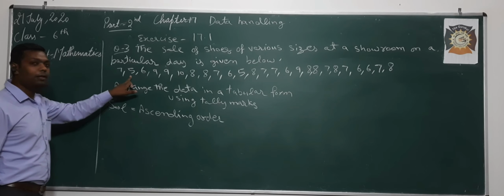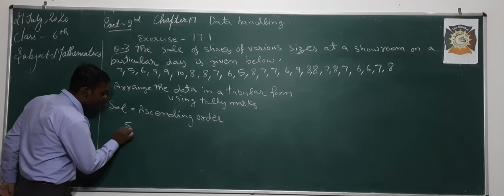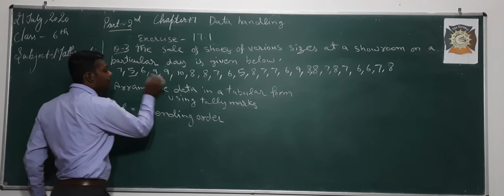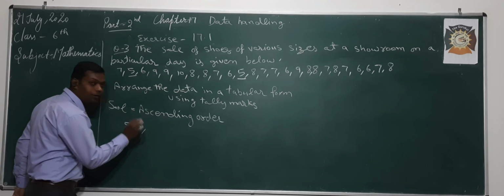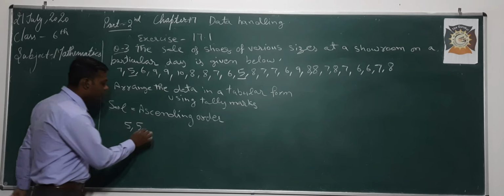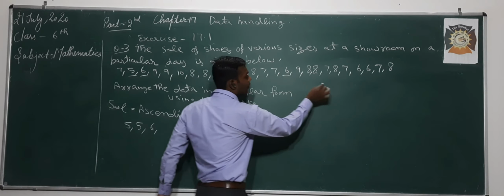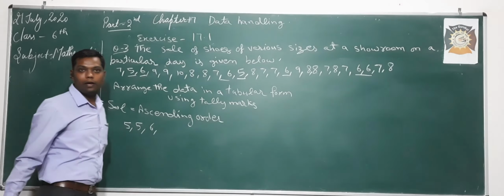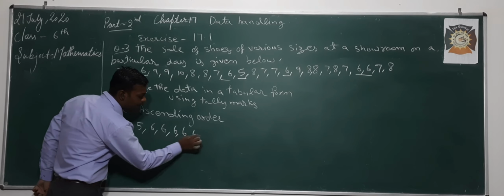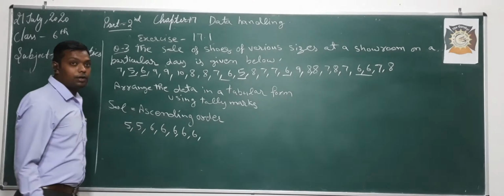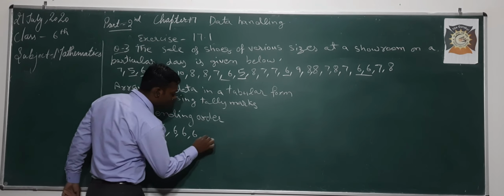We see that 5 is the least number, so we write 5, and 5 appears 2 times. So we write 5 twice. The next number is 6, and 6 is repeated 5 times in this data, so we write 6 five times. The next number is 7, and 7 appears in this data 7 times.